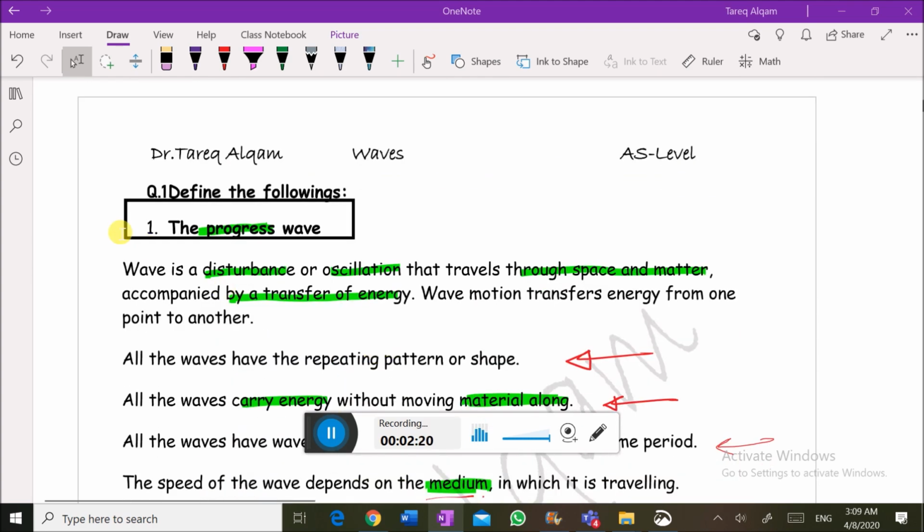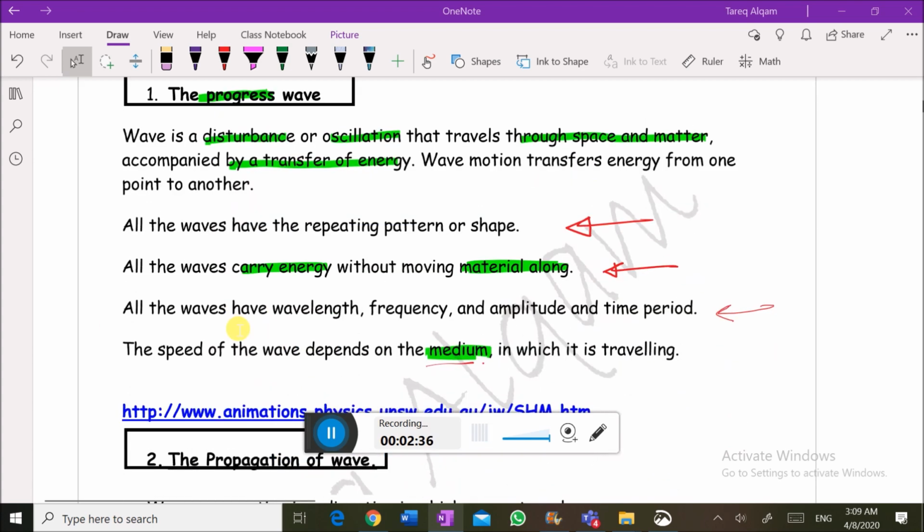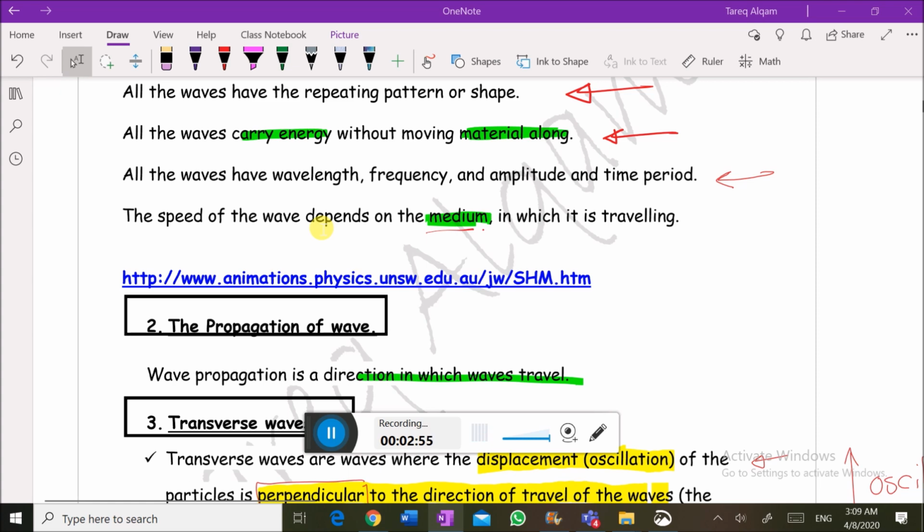Here let's define the progressive waves. It's a disturbance or oscillation that travels through space and matter, combined with transfer of energy. Wave motion transfers energy from one point to another. These are the basic properties of the waves in general. All the waves have a repeating pattern. They carry energy without moving material. All waves have wavelength, frequency, amplitude, and time period in order to describe the wave. And finally, the speed of the wave depends on the medium that it is traveling in.